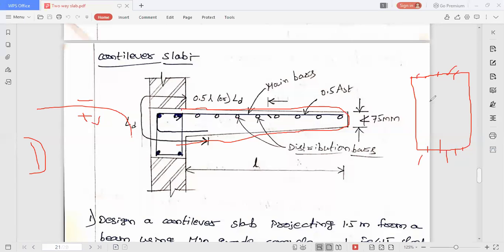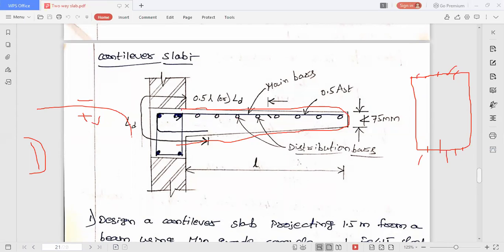It is supported. This edge and this edge both are supported. These two long edges are unsupported. Then it is called a one-way slab itself, right? Why? Because the load distribution will happen only along one direction, as it is supported along only one direction, it is called a one-way slab.